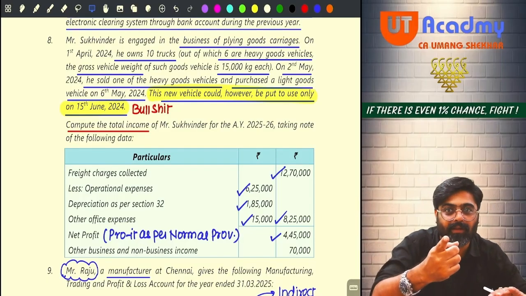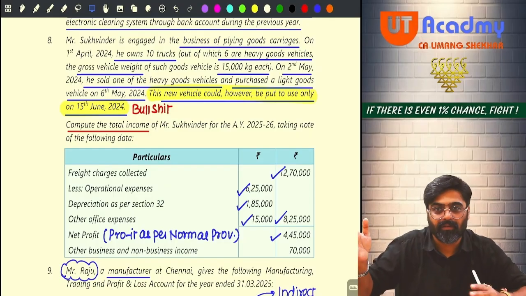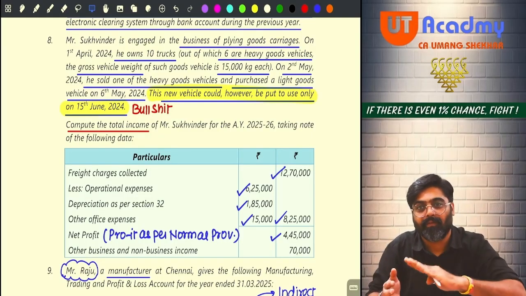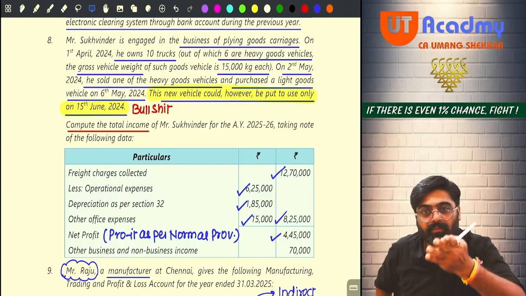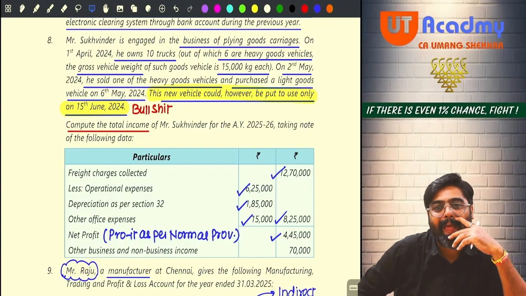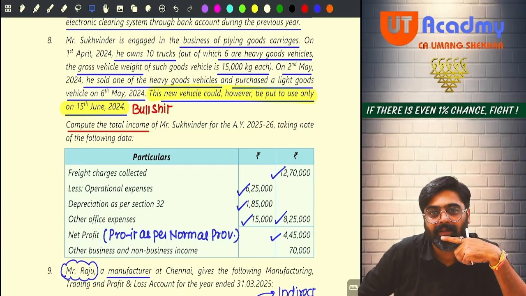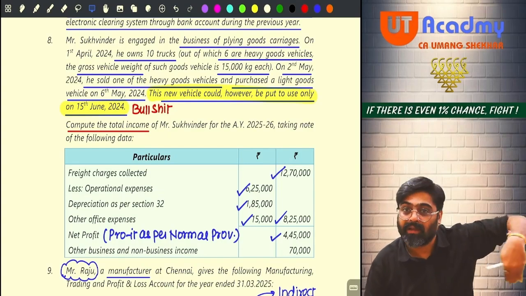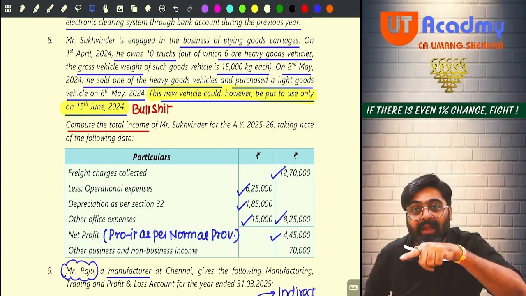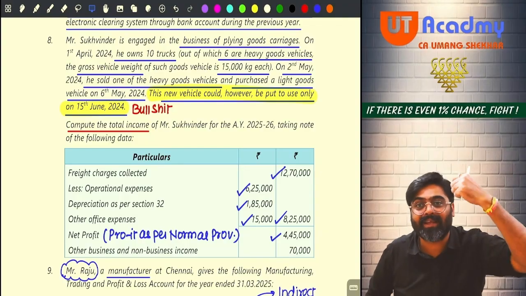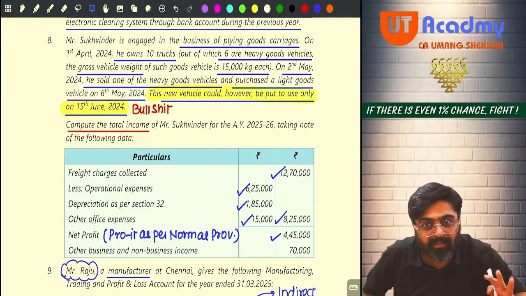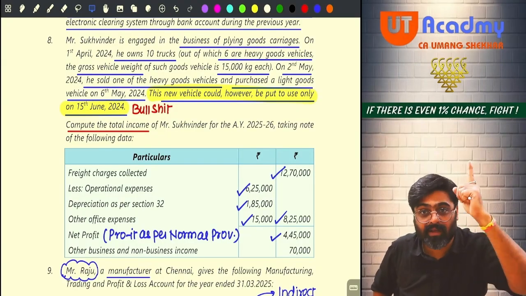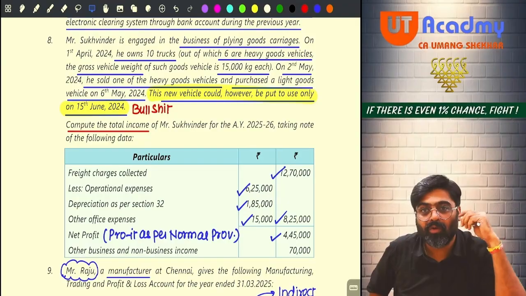But what I would have done? 10 vehicles. First he is buying on 2nd May one vehicle. The moment he buys, 10 plus 1 becomes 11. He is the owner of more than 10 vehicles. Now even if in that same month on 6th May he sells one, that will become 10. But as on 2nd May his total number of vehicles was more than 10, he will not be eligible for 44A. Even for a single day, his ownership is more than 10. He will lose 44A.